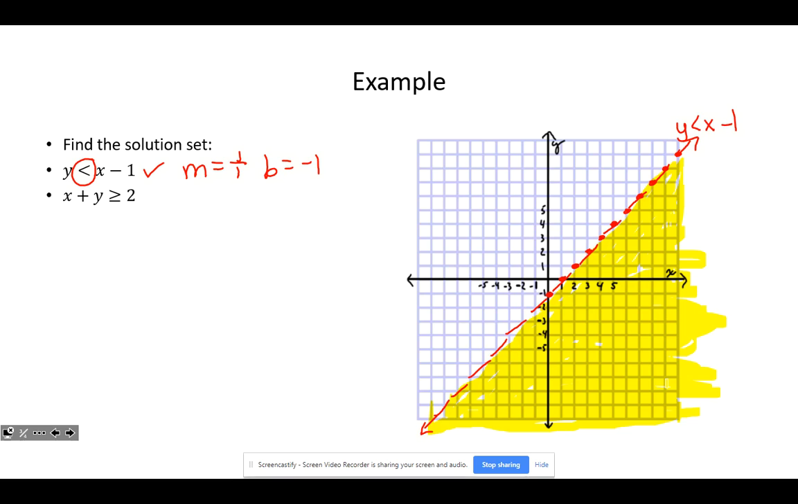Now, the second one I'll do in black. And I do need to put it in slope-intercept form. So I need to subtract x from both sides. I'm going to tuck that in front. So now I have y is greater than or equal to -x plus 2. That's the slope of -1 over 1, with a y-intercept of 2. So I'll start at 2, and I'll go down 1 and over 1 all the way through.